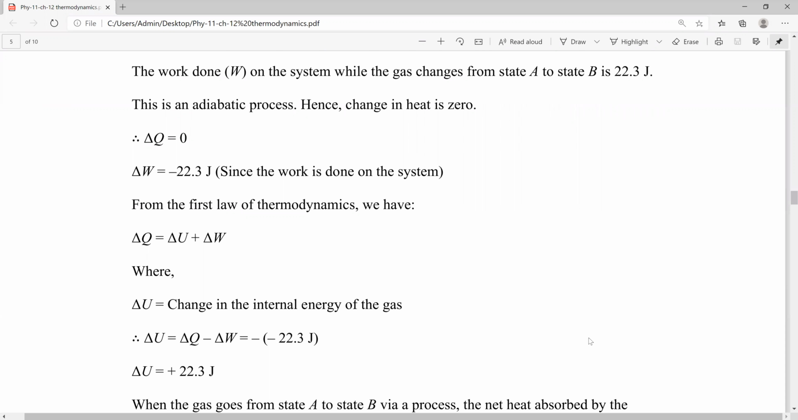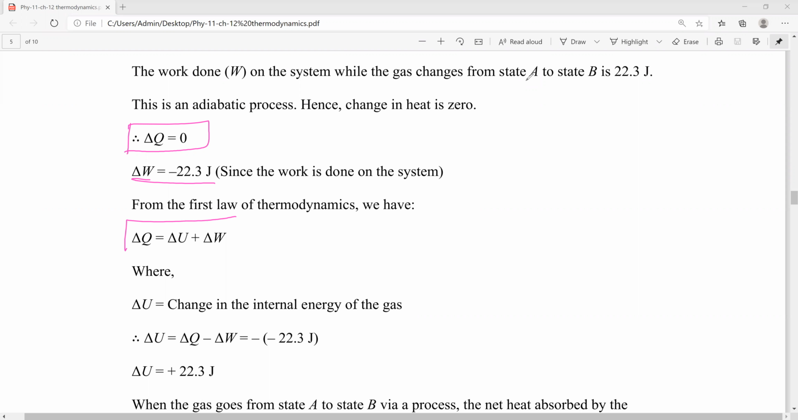So we know the work done on the system while the gas changes from A to B is 22.3 joules. This is the adiabatic process, hence the change in heat is 0. So we write delta Q is equal to 0. So work done delta W is equal to minus 22.3 joules, since it is work done on the system, so we took it as negative.